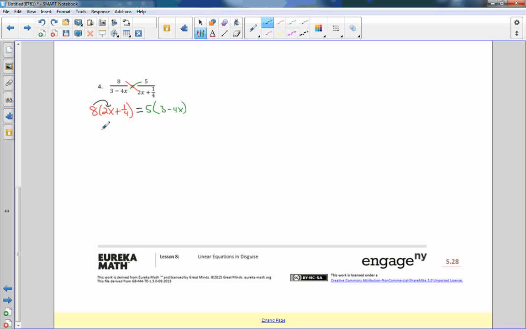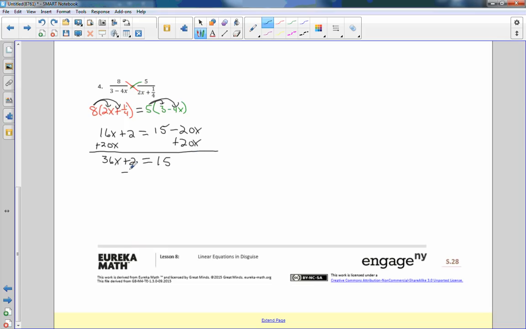A positive times a positive is positive. 8 times 2 is 16x. A positive times a positive is positive. 8 quarters is 2, equals 5 times 3, 15. And a positive times a negative is negative. 5 times 4 is 20x. Negative 20 is less than 16, so I'm going to add 20x to get it over to this side. I get 36x plus 2. I'm just adding. And bring down this 15, and negative 20 plus 20 is 0.